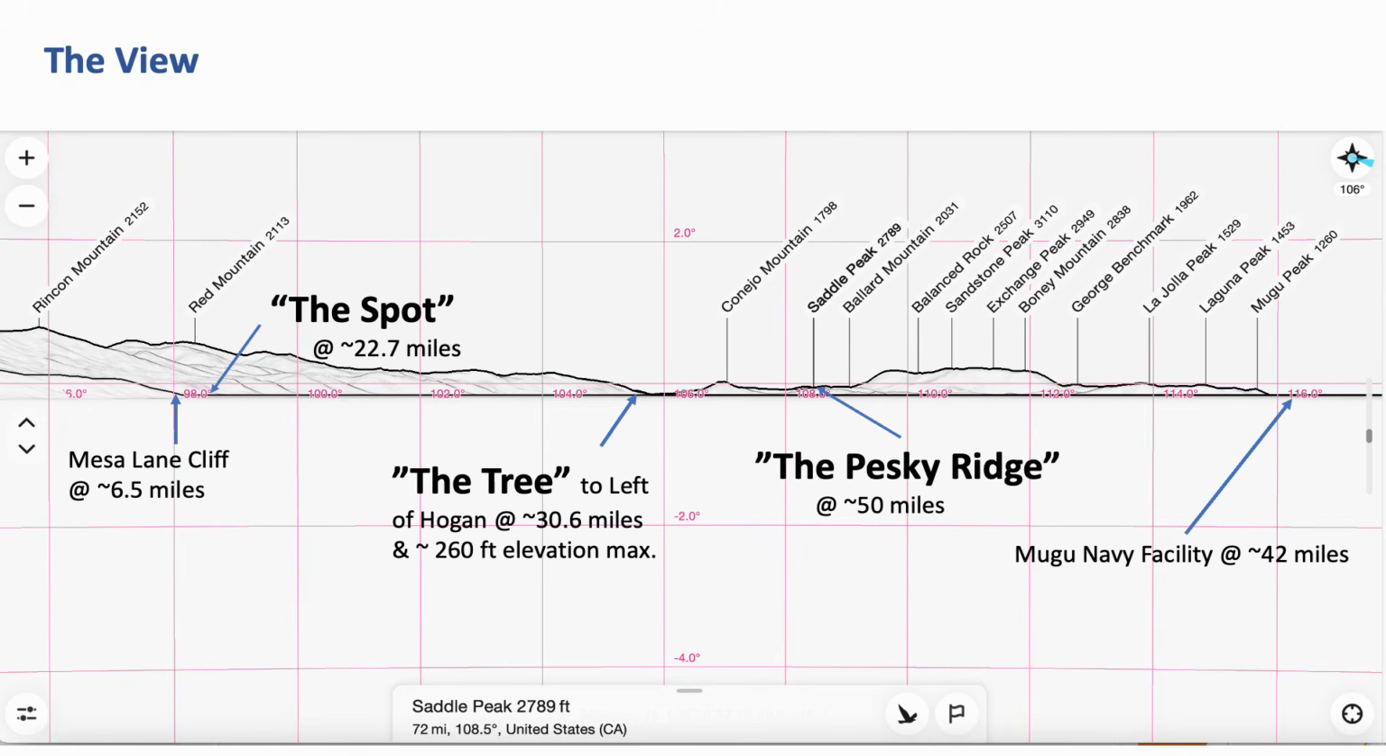This is the PeakFinder rendering of my view from UCSB. So over here we've got the Mesa Lane Cliff with La Conchita Beach in the background, over to the tree above Ventura, and across the pesky ridge here, all the way over to Mugu Peak. You can note that this ridge is actually shown as it is. The first time I started looking at PeakFinder years ago, this ridge was actually hidden, as was Mugu Peak for the most part. They've changed the rendering to raise it up to make it look more actual.